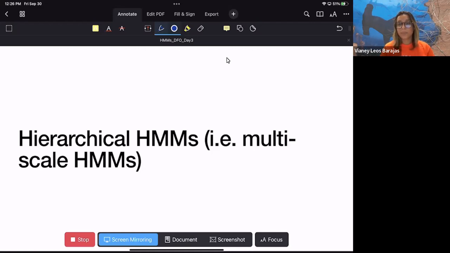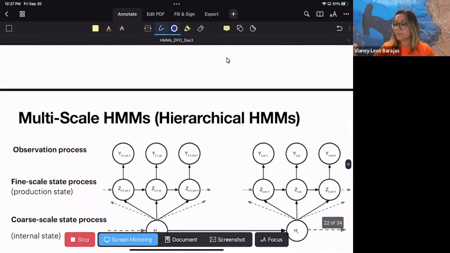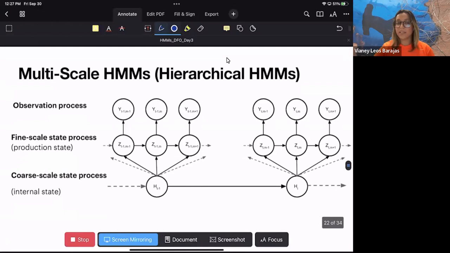So I'll talk now a little bit about the so-called hierarchical hidden Markov models. I like to call them multi-scale hidden Markov models. And I'll do a bit of a broad overview of what they are and why they might be useful.